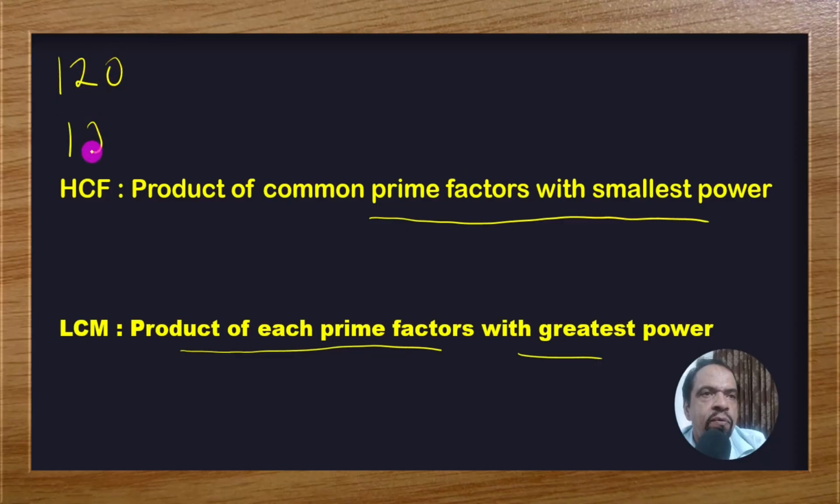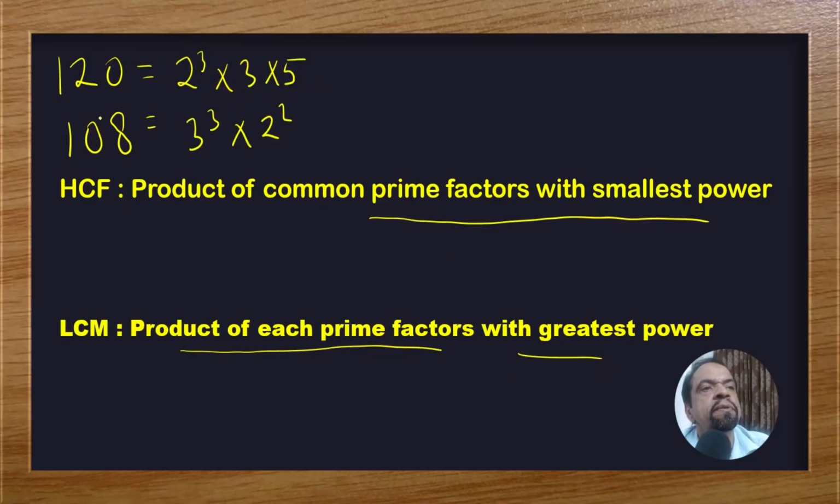120 and 108, two numbers. Let us first write the prime factorization. In order to save time, I have already done this factorization by the tree method. See, these are the prime factors. Now HCF is the product of common prime factors.